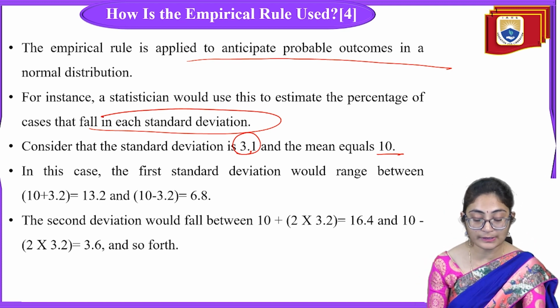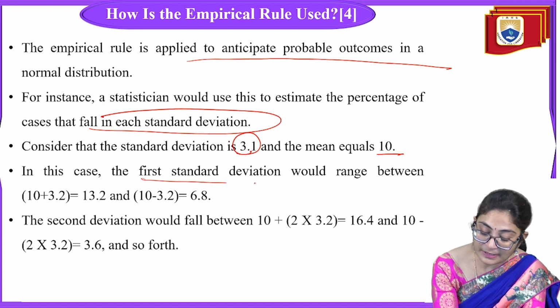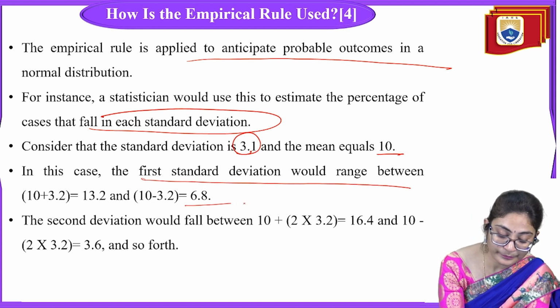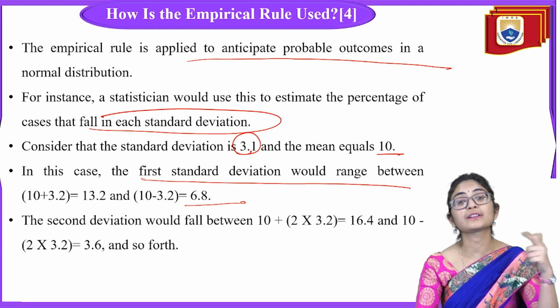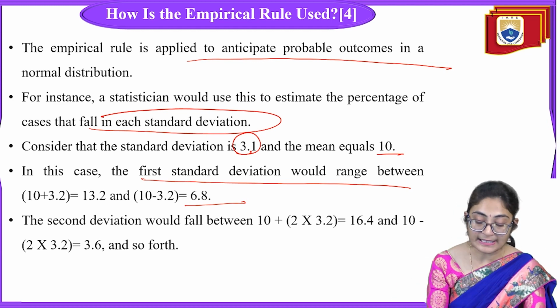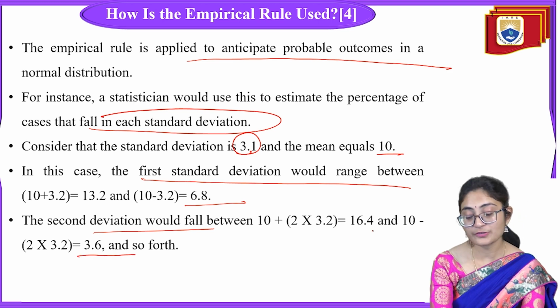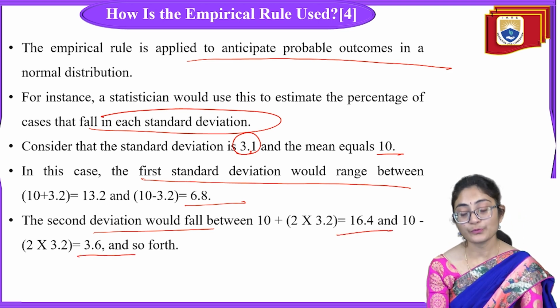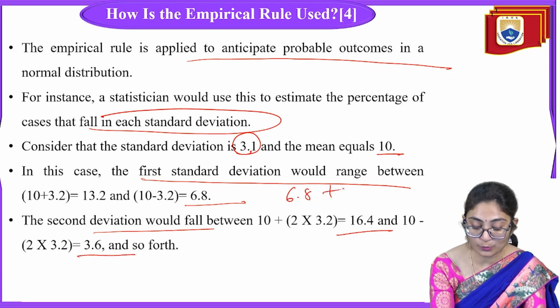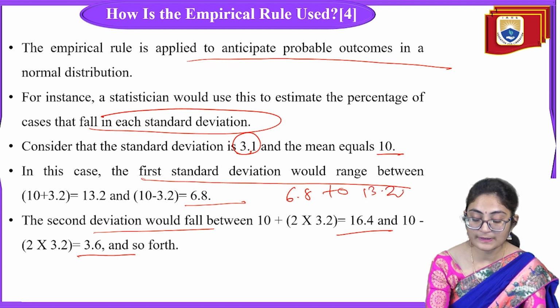We will find out the range. Now, the first standard deviation would range between 6.9 to 13.1. Then for the second standard deviation, your range is like 3.8 to 16.2. 6.8 to 13.2.